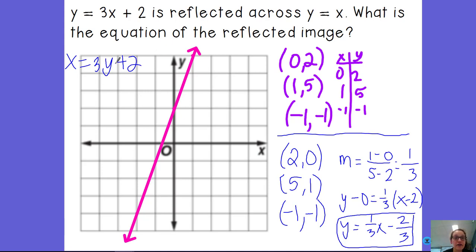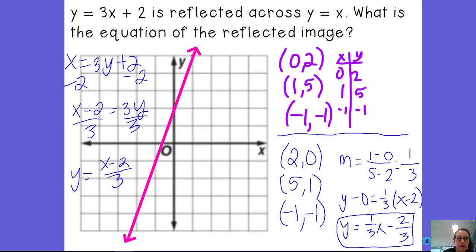And so now what I can do is solve for y. I want to isolate y. So I'm going to subtract 2 from both sides. So I have x minus 2 equals 3y. And then I'm just going to divide by 3. So y equals (x minus 2) over 3 is totally fine, totally simplified.